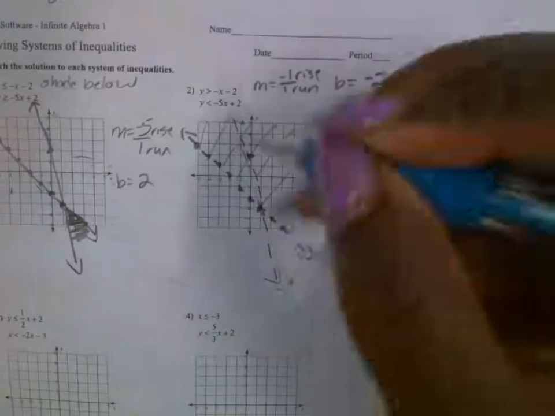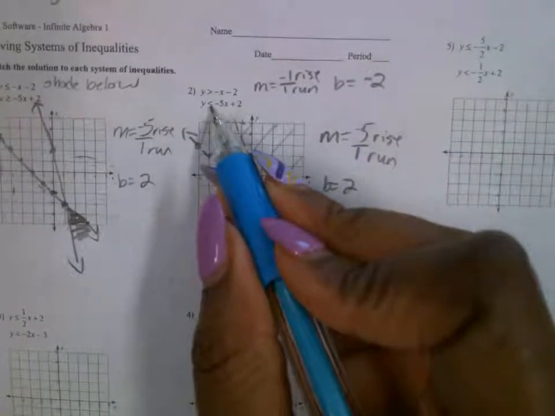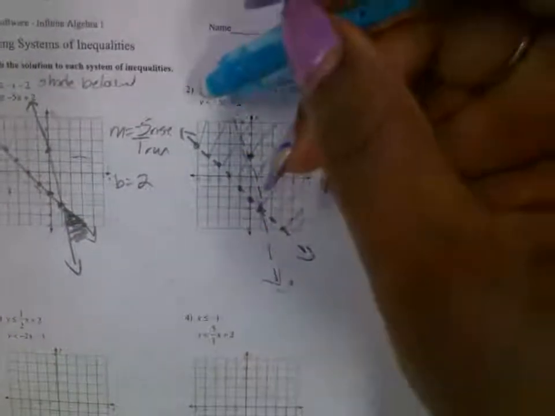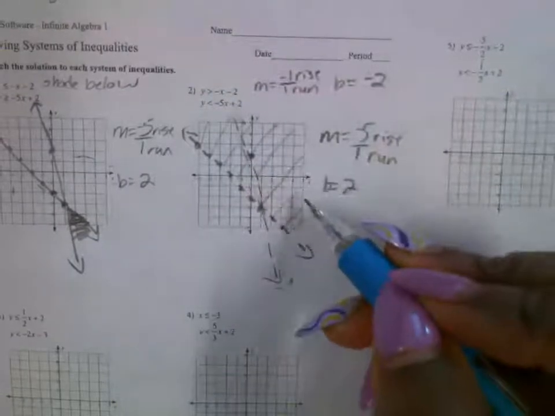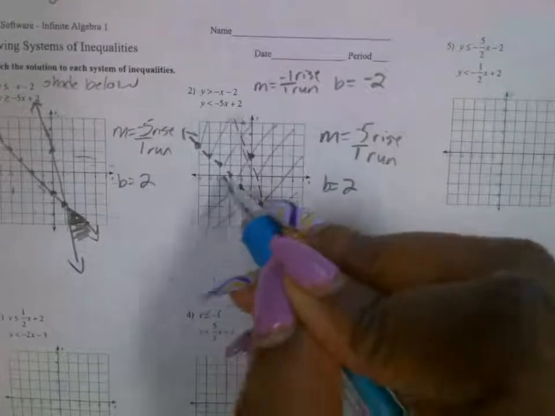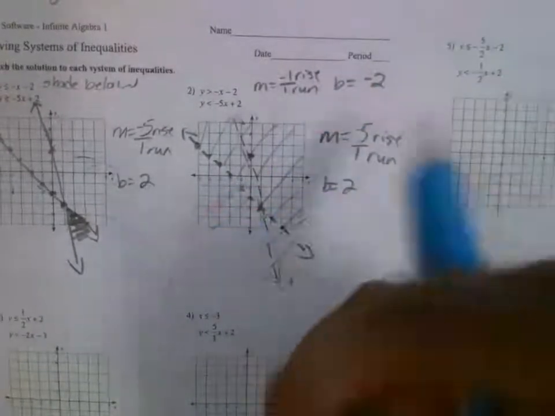Okay. So now I'm going to shade. This is less than. I'm going to shade under the line. So this is greater than. This is less than. So I'm going to shade under this line. So that's this. Oops. No, no. That's this one.